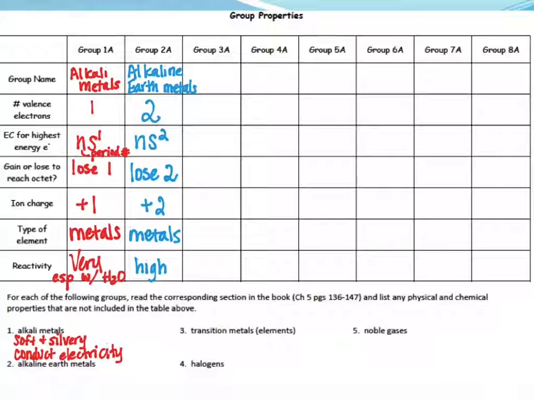Alkaline earth metals. Additional information. These are white and malleable. What does malleable mean? You can hit it with a hammer. White and malleable. And these also conduct electricity. How do you spell malleable?